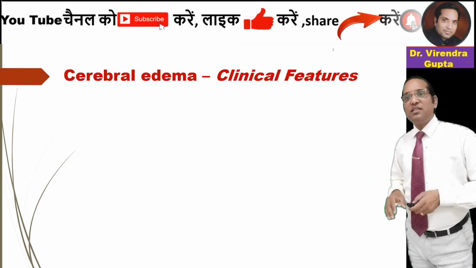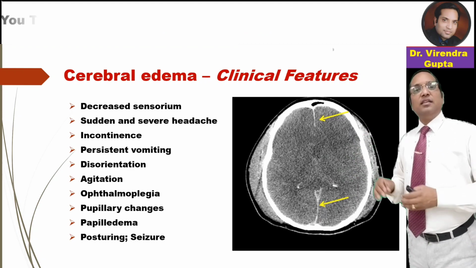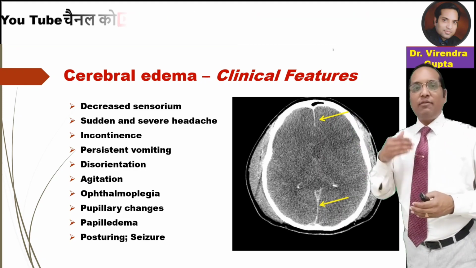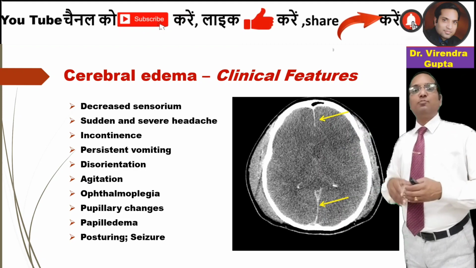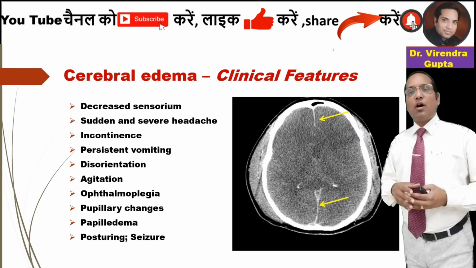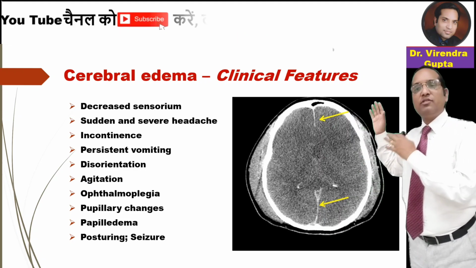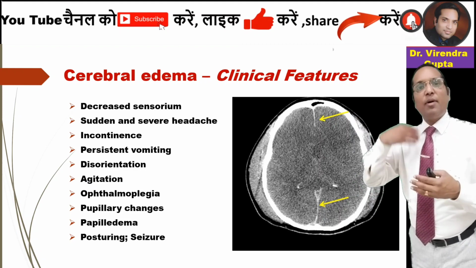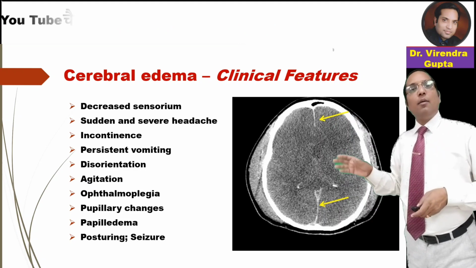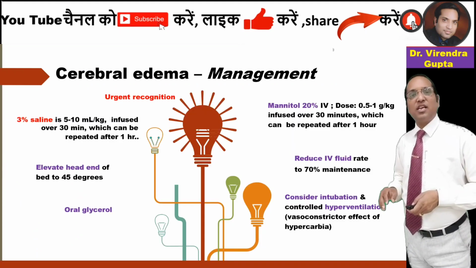So guys, the clinical features of cerebral edema include decreased sensorium along with sudden or severe headache, incontinence, persistent vomiting, disorientation and agitation, ophthalmoplegia or pupillary changes, and papilledema. Changes in posture or seizure may also be a presenting feature of cerebral edema.